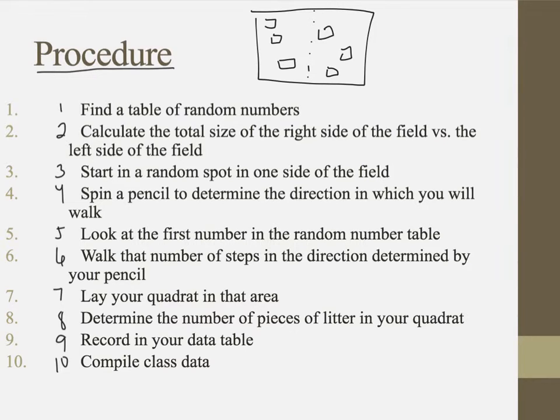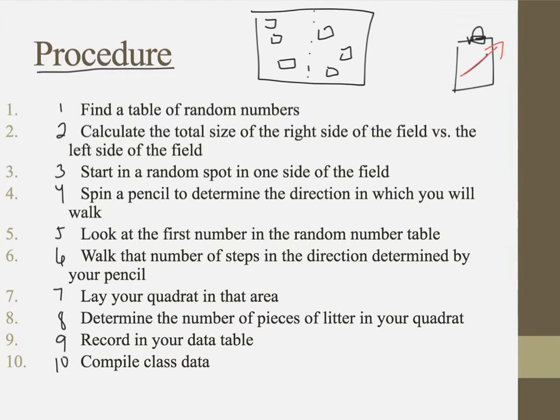Okay, so you're going to be working in groups. We'll have a couple groups collect data on one side and a couple groups collect data on the other side. So what you'll do within your group is first you're going to start in a random spot on one side of the field. You're going to take a pencil and you're going to spin it. So you'll have a clipboard or something like that. Here's your clipboard. And you're going to take a pencil and spin it around on your clipboard, and wherever the pencil stops, that is the direction that you'll walk in.